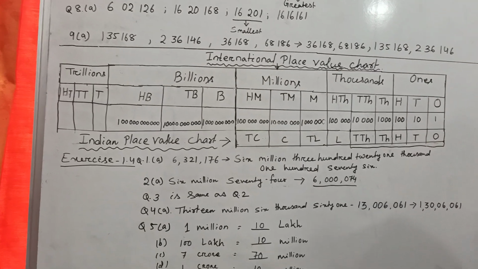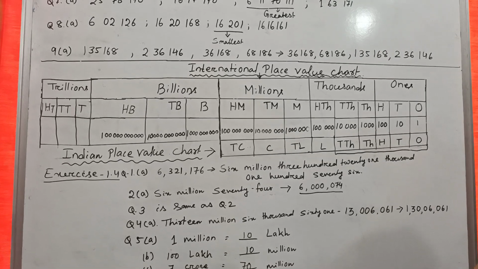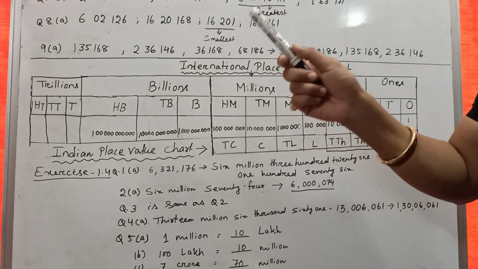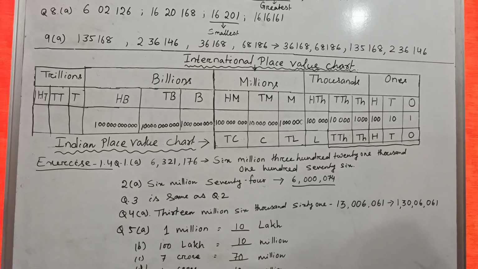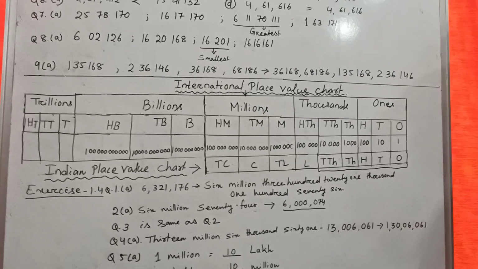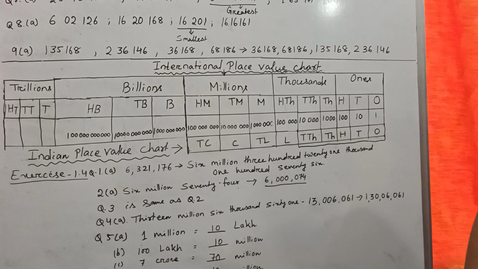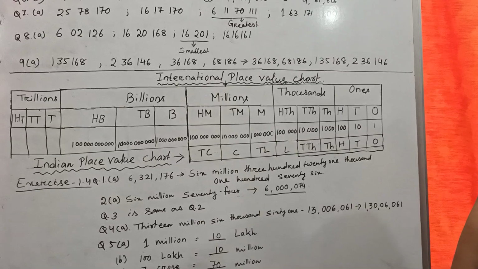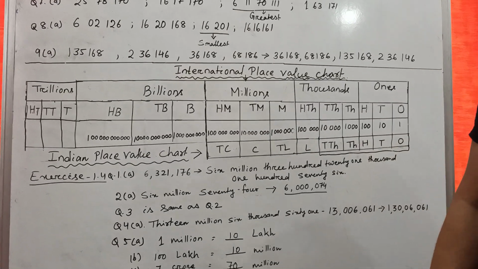Then question number 10, arrange the following in descending order. This one is also the same. You have to write in decreasing order, first the greatest to smallest. Then question number 11, successor. Find the successor of the given number. Question number 12 is find the predecessor of the given number. And question number 13 is write the greatest and smallest number. These 3 questions, what is given, that also I have discussed in the previous video. So I think you can do it yourself.